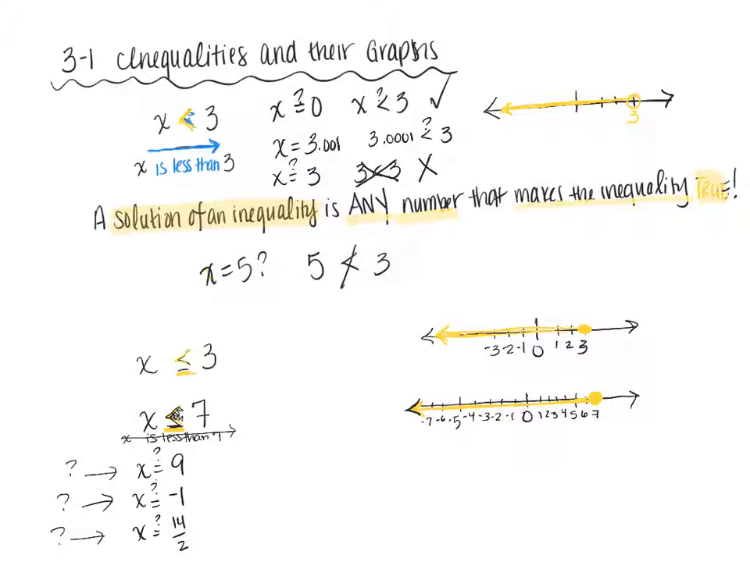So now let's look at this. Can x equal 9? Well, 9 ends up being up here. Is that part of my yellow? No. 9 is bigger than 7.